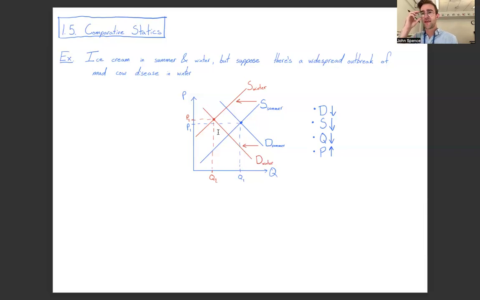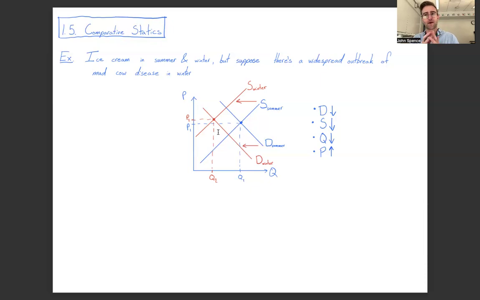Quantity Q2 would still be lower than quantity Q1, but the price has actually moved in a different direction. And this is an important ambiguity when you get both supply and demand shifting. Usually one of the two components of an equilibrium, the price or the quantity, will move in an ambiguous direction. It'll depend on the size of the shifts involved. So in this case, it could have been that the price decreased.